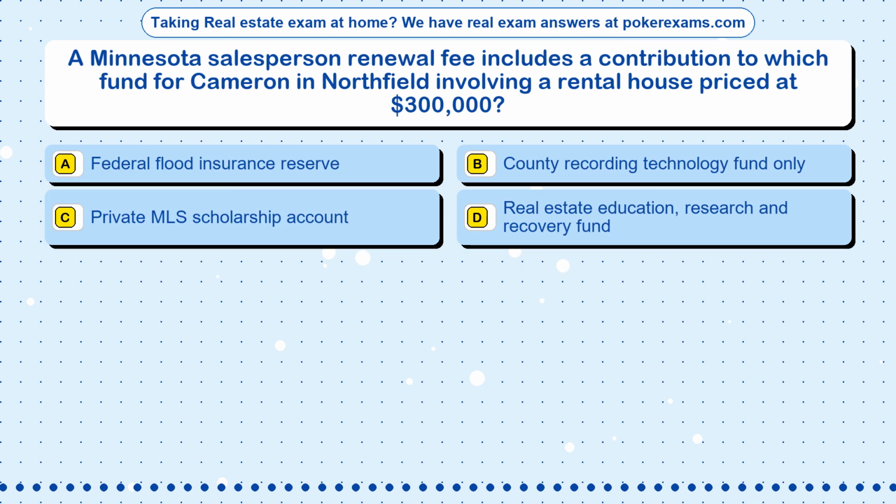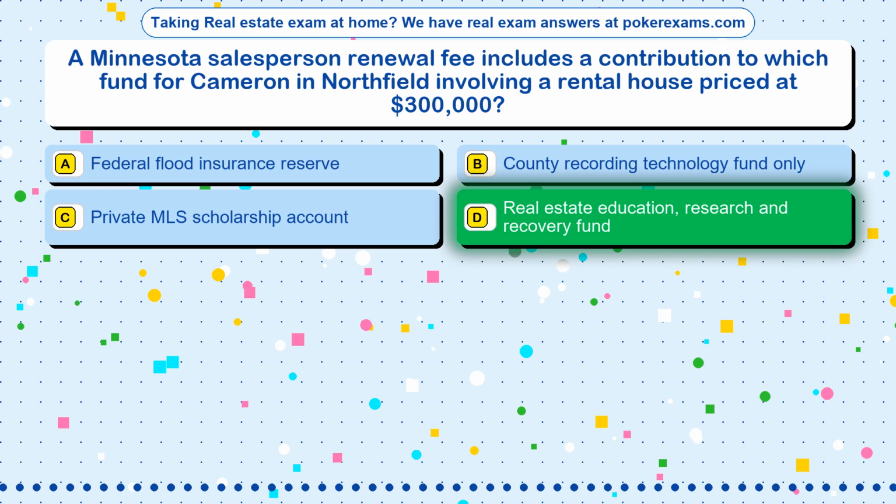Question 88. A Minnesota salesperson renewal fee includes a contribution to which fund for Cameron in Northfield involving a rental house priced at $300,000? Option A. Federal Flood Insurance Reserve. Option B. County Recording Technology Fund only. Option C. Private MLS Scholarship Account. Option D. Real Estate Education, Research and Recovery Fund.